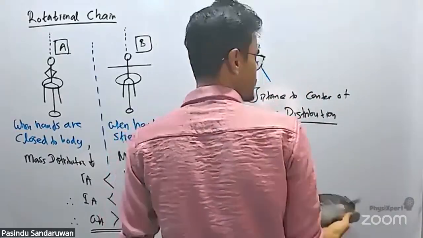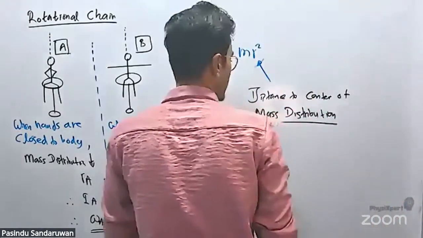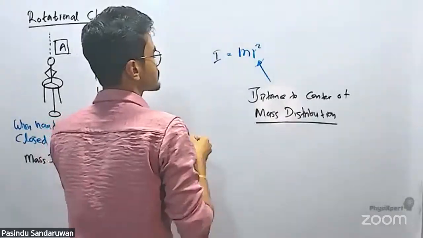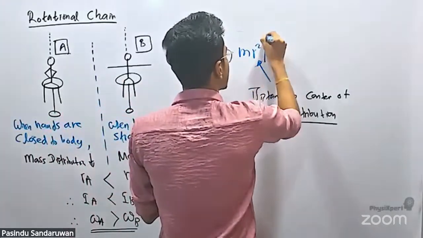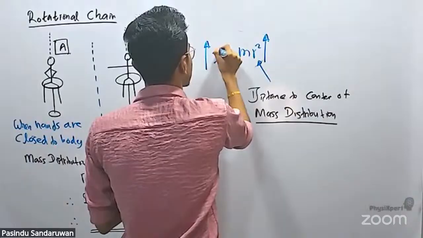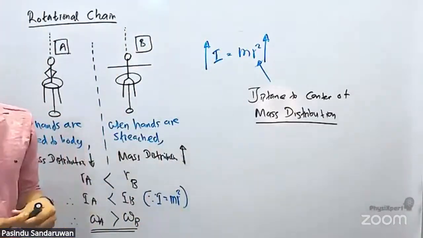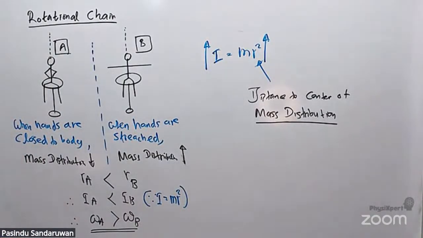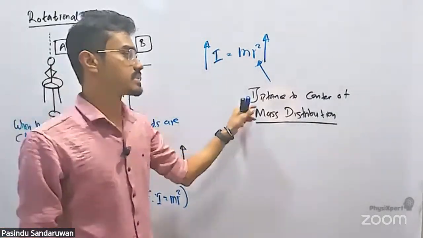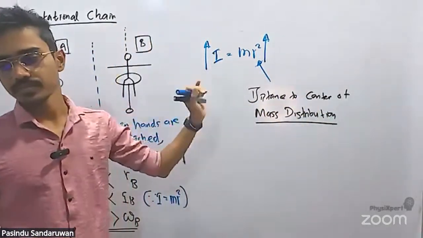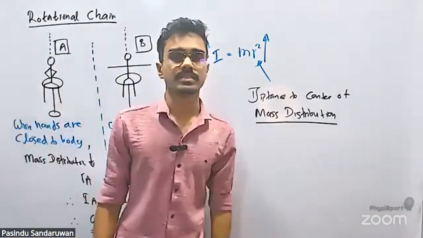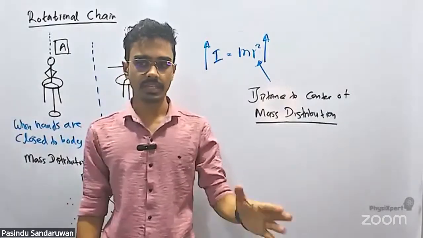Write this below that point, like this. Write this down: distance to center of mass distribution. Very important. Second point. Use the red pen. Keep using the red pen.